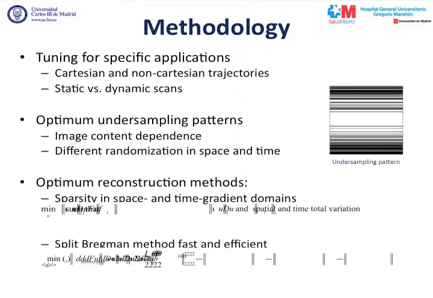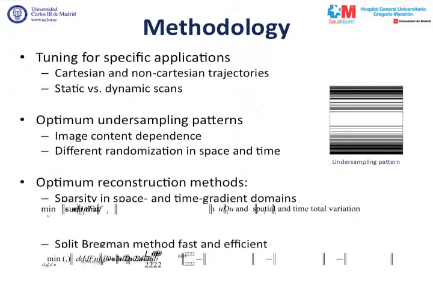In our case, we are working in some different applications. One is the tuning of the reconstruction for different applications, depending, for instance, on the type of sweep of the k-space, depending on whether you are working with static, dynamic, or gated studies. The spatiotemporal information is different.